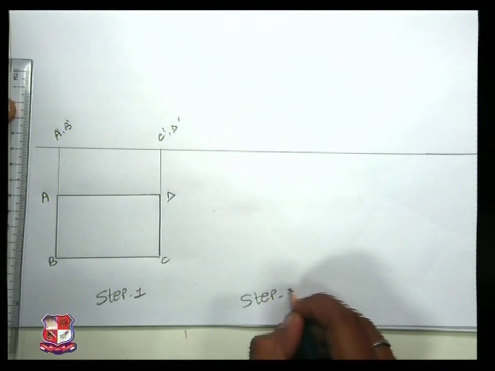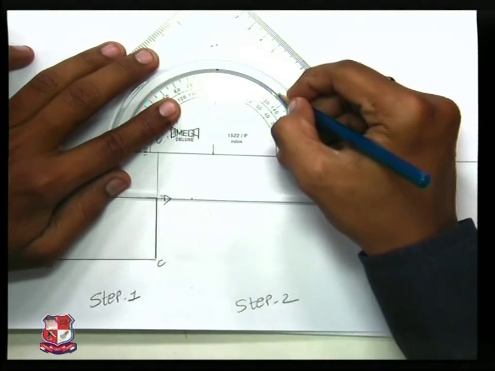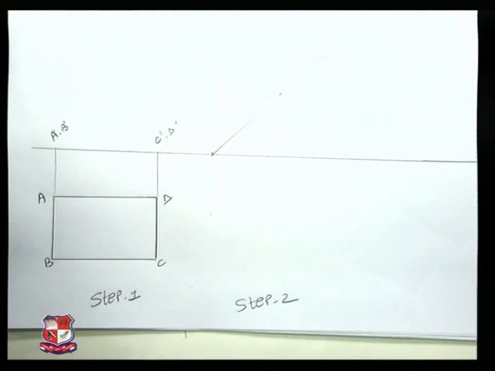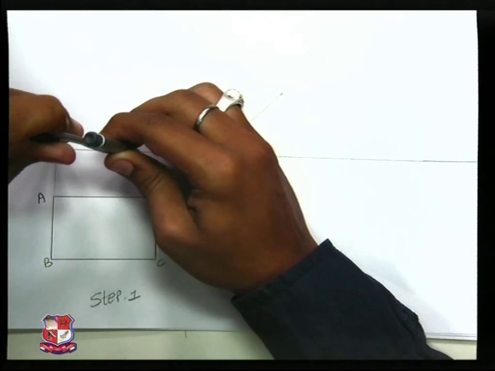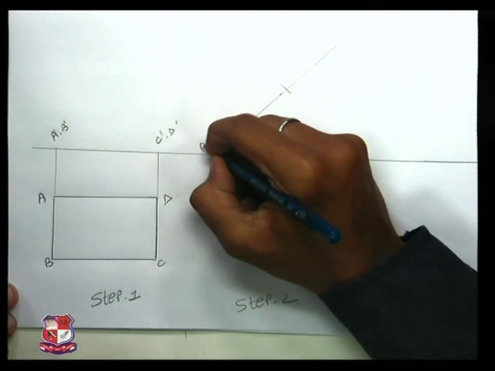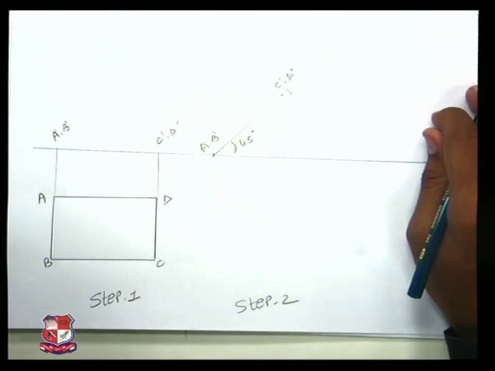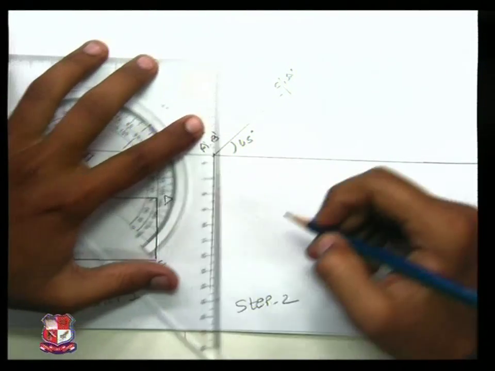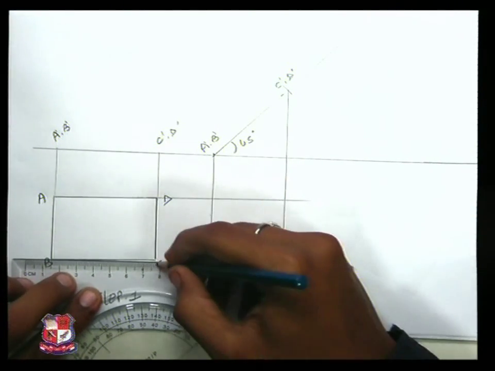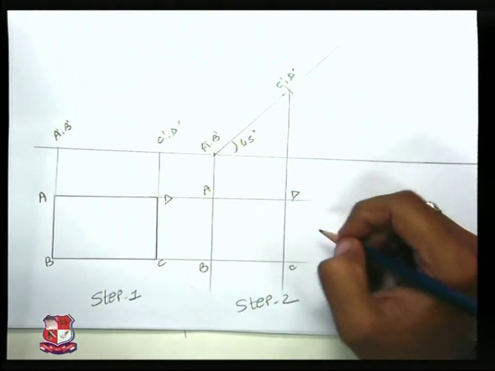In step 2, HP angle is incorporated. HP angle is 45 degrees. At any random point we have taken the reference line at 45 degrees, drawn a very light line, taking A dash to D dash as radius. Over here, marking an arc, we have got A dash, B dash, C dash, D dash inclined at 45 degrees. Take its projections to the downside and match it with step 1. Take horizontal and vertical both projections. A, B, C, D. You have got a square like this.